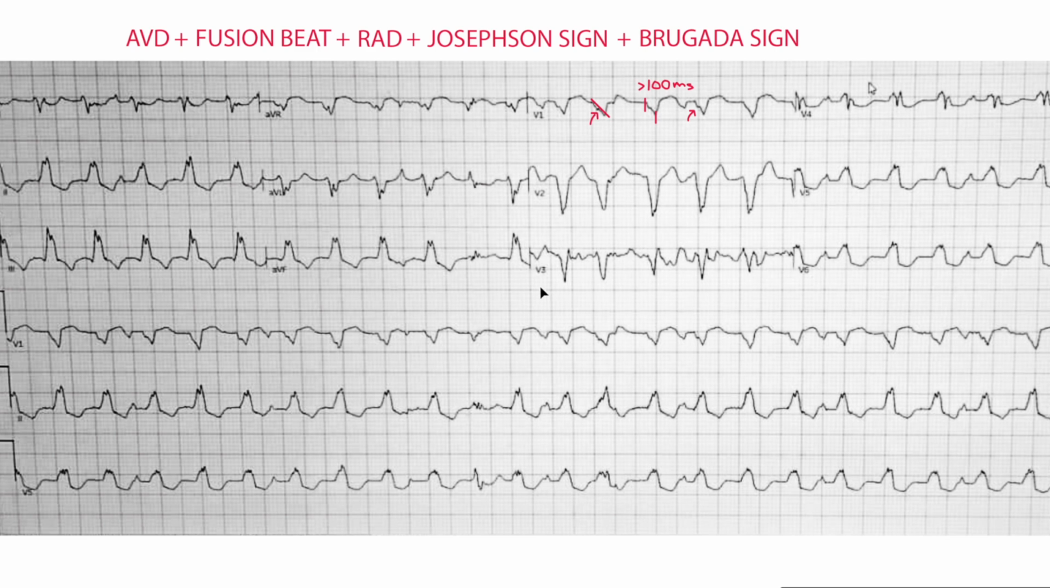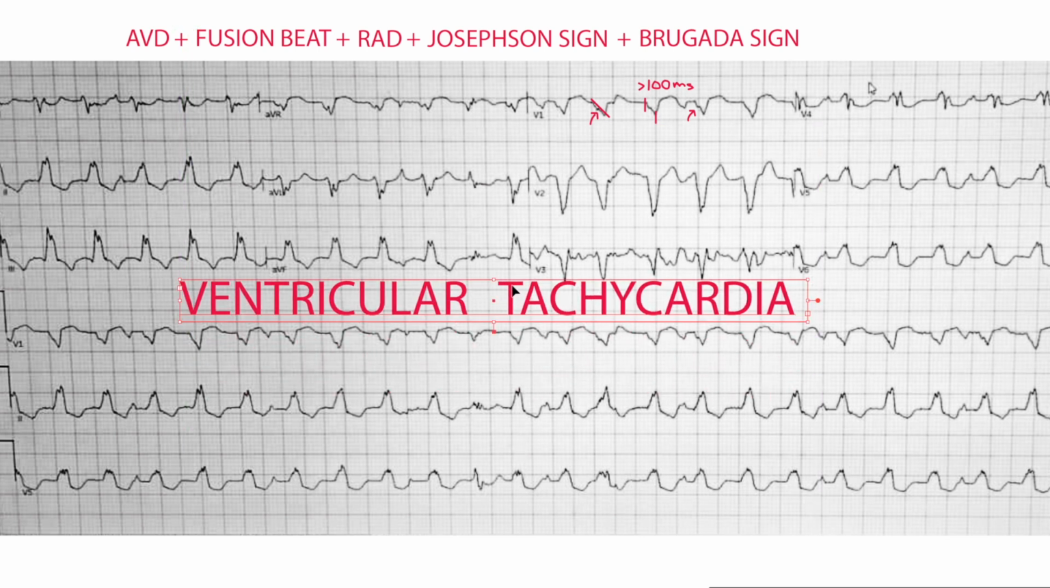Now, looking at this, if you were to give this to a relatively new student, they might say, okay, this looks like left bundle branch block. There's some sort of ischemia going on. It's probably related to the left bundle branch block. It's fast, and they might say this is sinus tachycardia with a left bundle branch block. And they would be absolutely wrong. So here we indeed do have ventricular tachycardia.